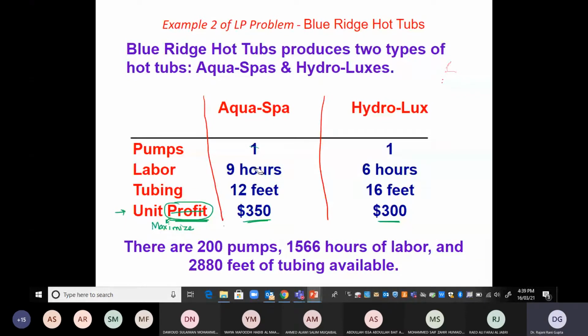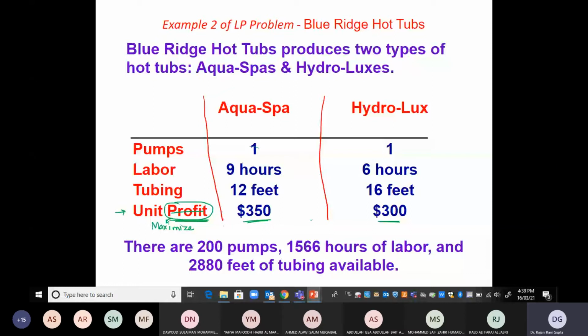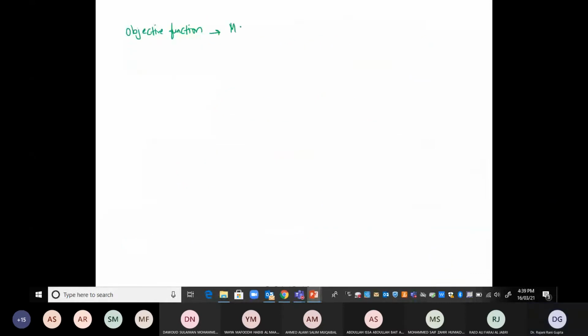Okay, so this is the objective function. Now, the objective function is maximization. So we say that profit is associated with the quantities, we can say, with the type of tubs. This is the objective function.